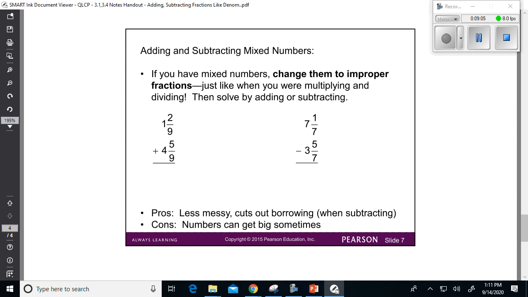So, mixed numbers. If we have mixed numbers, then change them to improper fractions, just like when you are multiplying or dividing. For the problem that's listed there, instead of leaving it as 1 and 2 ninths and 4 and 5 ninths, we would change it to 11 over 9 and 41 over 9. And then we add them up.